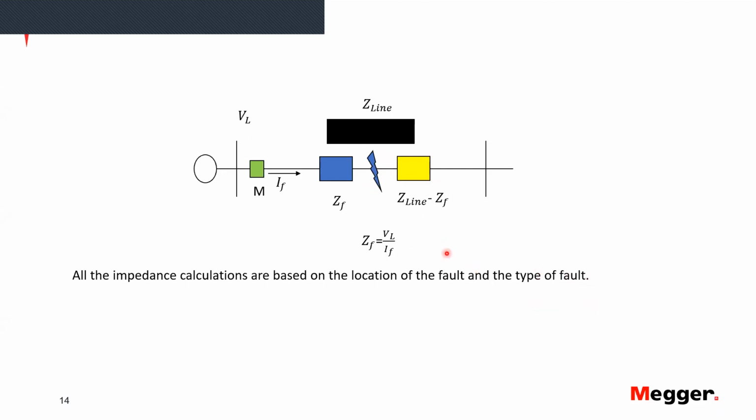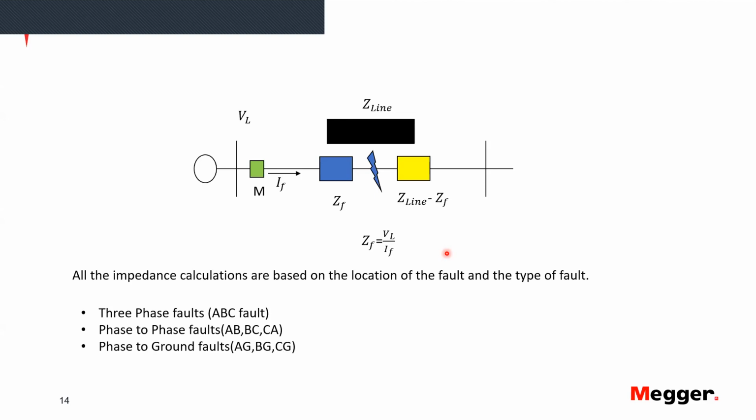Why? We're going to see right now that for different types of faults, we're going to have different equivalent circuits, and therefore different impedances for faults that happen in the same place. We have three-phase faults or ABC faults. We have phase-to-phase faults, AB, BC, and CA. And we have phase-to-ground faults. A lot of relays out there use the six fault loops that we are mentioning here in the last two lines, AB, BC, CA, and AG, BG, and CG, to make decisions on the type of fault that we have.